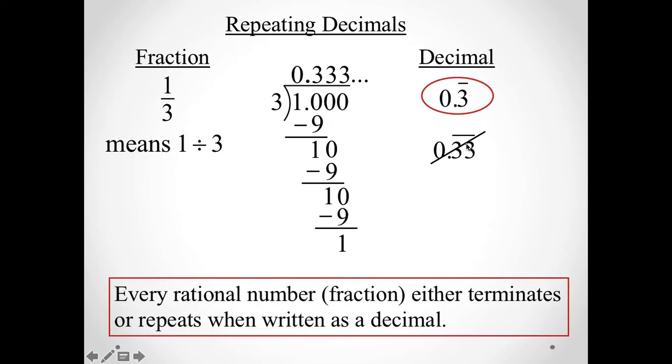Or shall we take 2 3's and put a dash up? No. Every rational number or fraction either terminates or repeats when written as a decimal. So it can be terminating or repeating, but here it is called repeating. And what number is repeating? 3. So we'll write it only once with a dash on the head.